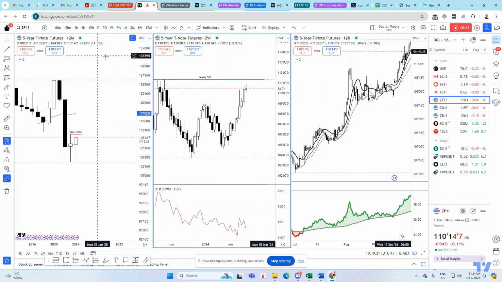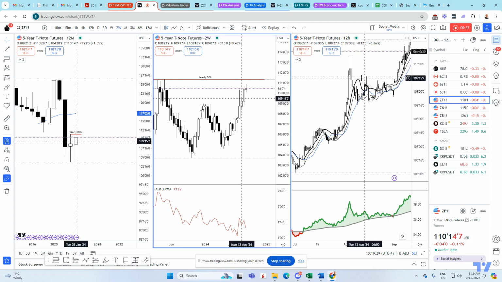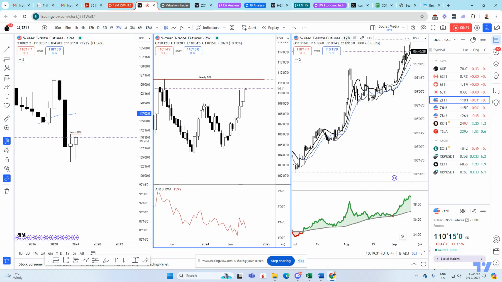So first, I'm just going to explain my chart setup. On the left, we have the high time frame, which is a 12-month. The middle is the intermediate time frame, 2-week, and then the right is the entry time frame, 12-hour.